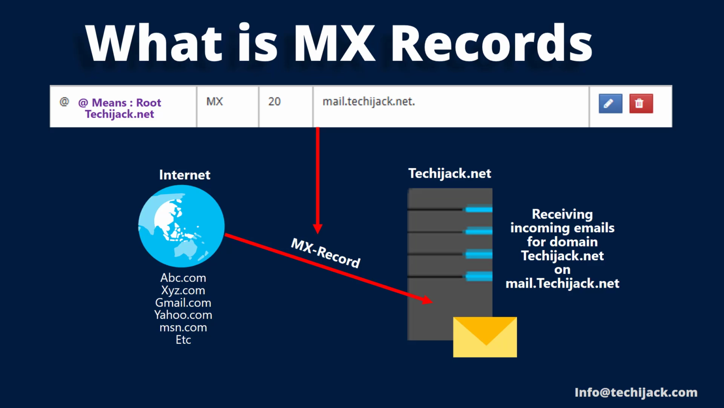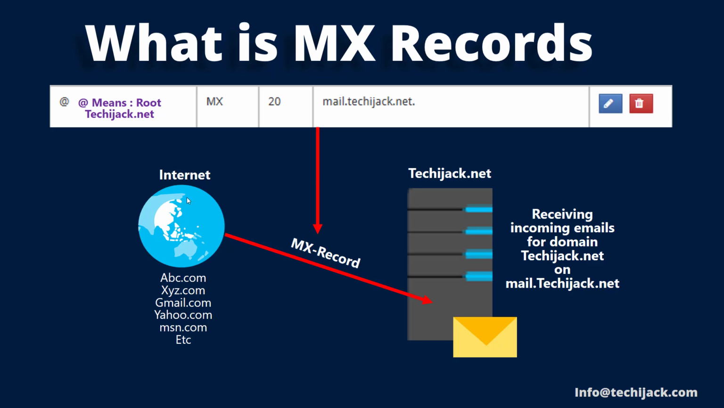You might be aware of this, but in simple words, it's a DNS record for a domain to exchange the mail and help us to receive incoming emails from the other domains on the internet. If you see the image here, we have a domain techijack.net, so the MX record for this is pointing to mail.techijack.net.